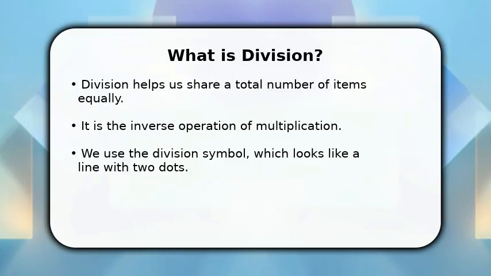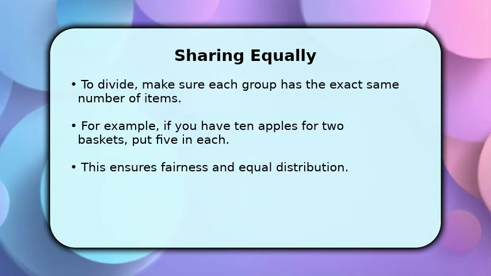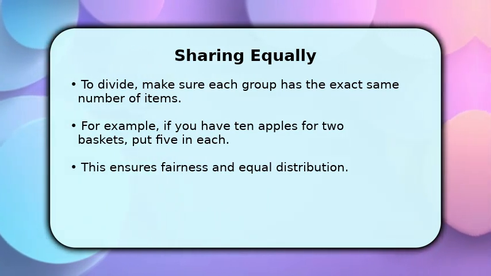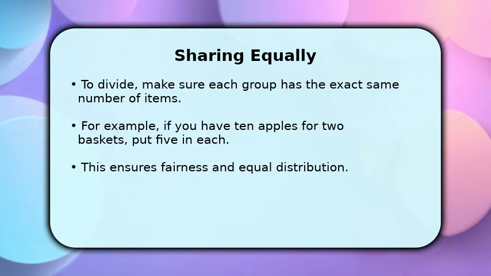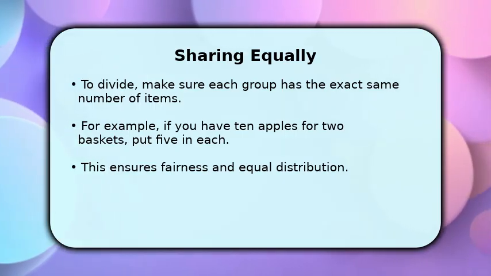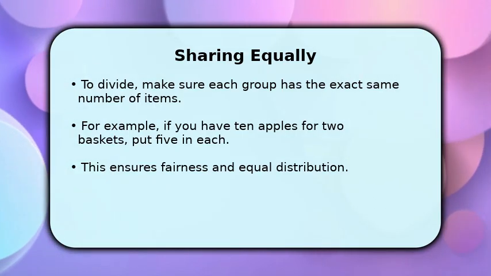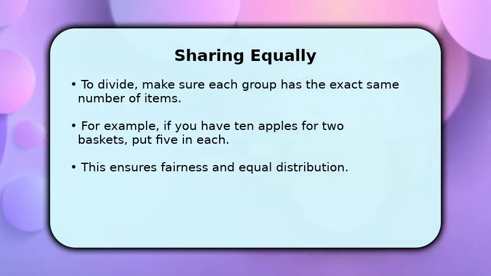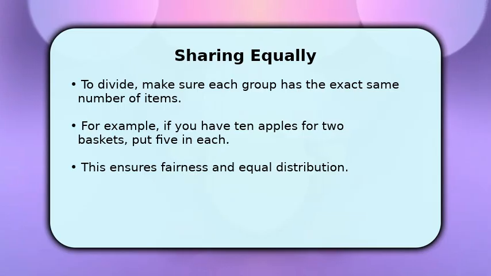When we divide, the most important rule is to share equally. Every group must have the exact same number of items. Think about having 12 toy cars and wanting to put them into 3 boxes. You would put 4 cars in each box, making sure no box has more or less than another. This is the core idea of division, creating perfectly equal shares.